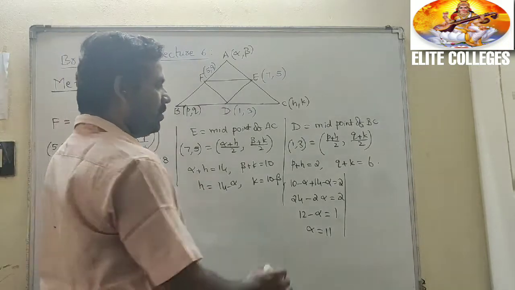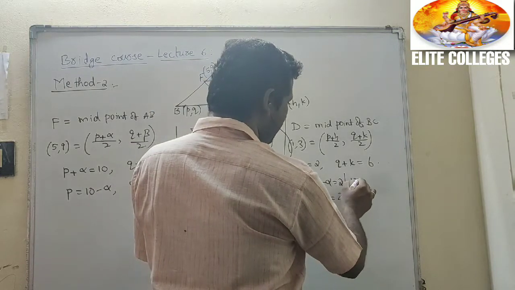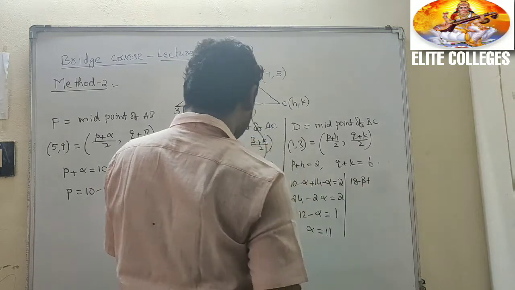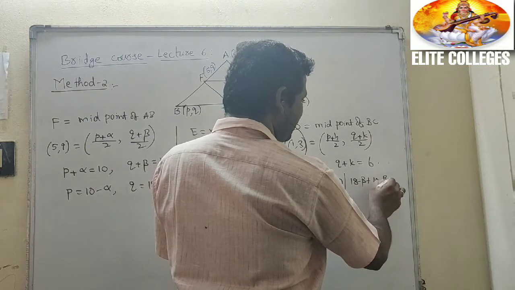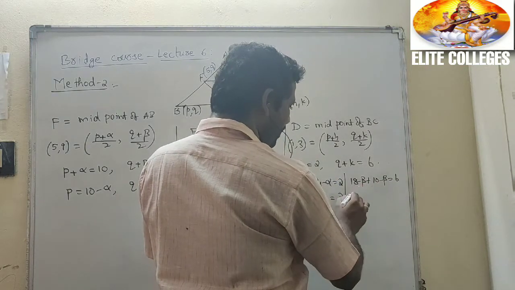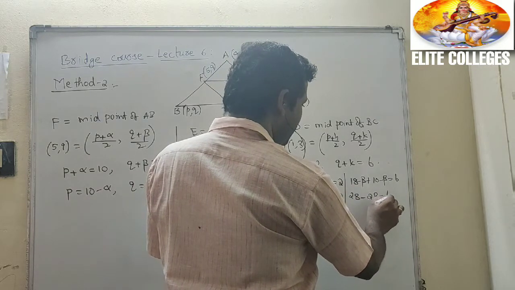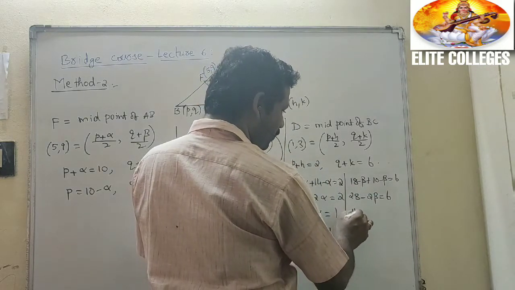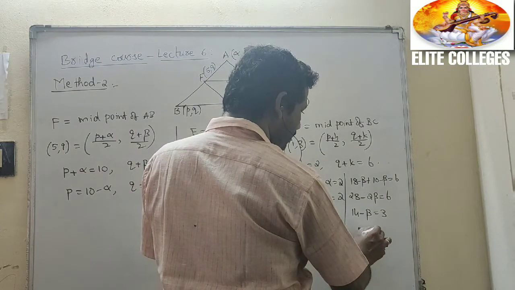Now see the next one. Q plus K. What is the Q value? 18 minus beta, plus what is the K value? 10 minus beta equal to 6. 18 plus 10, 28 minus 2 beta equal to 6. Cancel 2. 14 minus beta equal to 3. Then what is beta equal to?